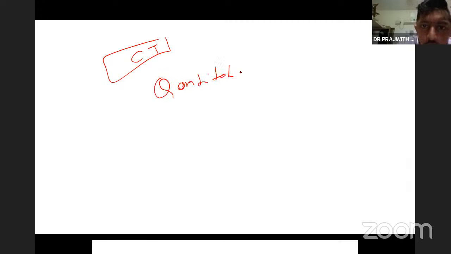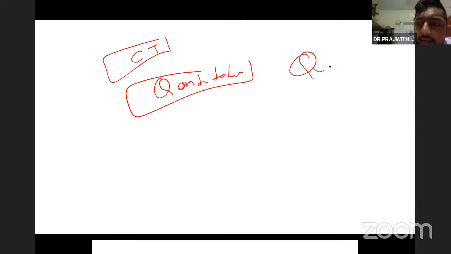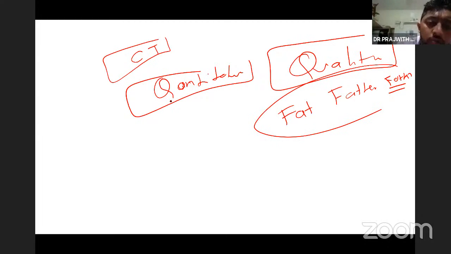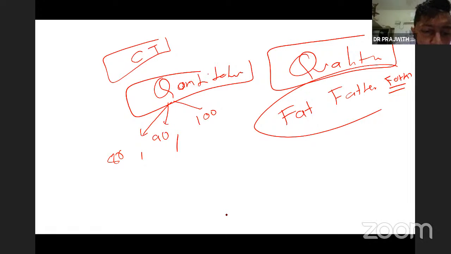One is the qualitative value. So when we say someone is fat, fatter, fattest, this is the qualitative value. It doesn't have a particular value. But when I say he is 80 kgs or 90 kgs or 100 kgs, this is the quantitative. So qualitative doesn't give any numerical value to us.